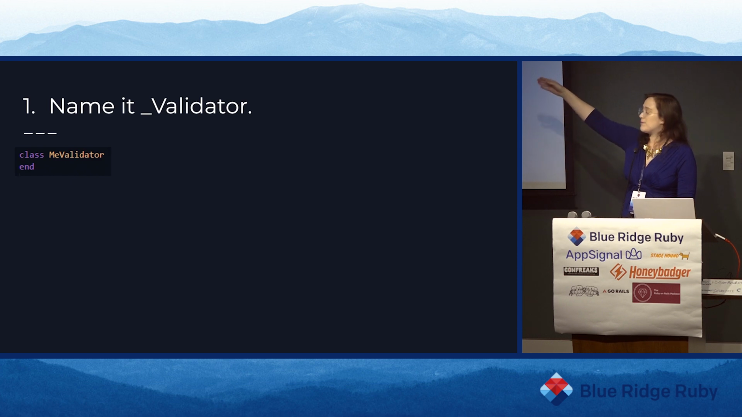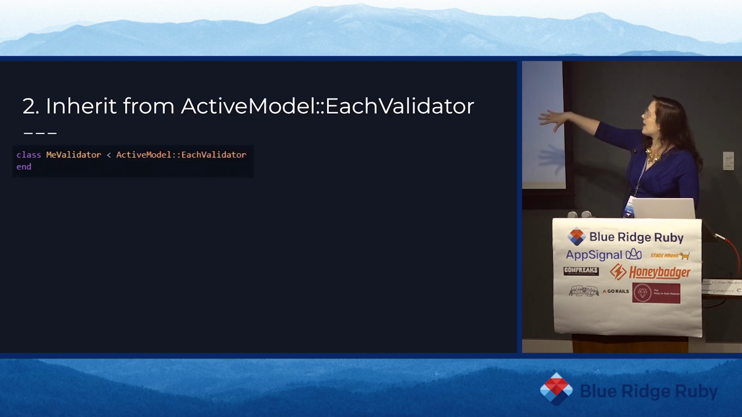So we're going to name it something validator. If you remember that validates command from earlier, it's going to be able to pick up anything that you name something validator. You're going to inherit from ActiveModel::EachValidator. If you're doing this inside of models or lib, easy peasy, you don't have to worry about anything. But if you're doing this inside of a gem, ActiveModel is going to become one of the dependencies of your gem, just like we saw for ActiveRecord.